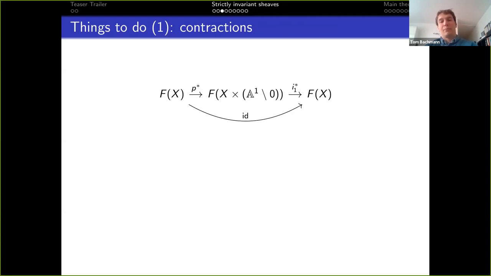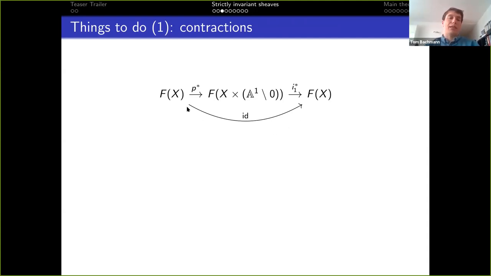And then there's the pullback map from f of x times A^1 minus 0 back to f of x. Because if I include that one and then project down again, I get the identity. It follows that this composite here is the identity. This sort of diagram is called a retraction.